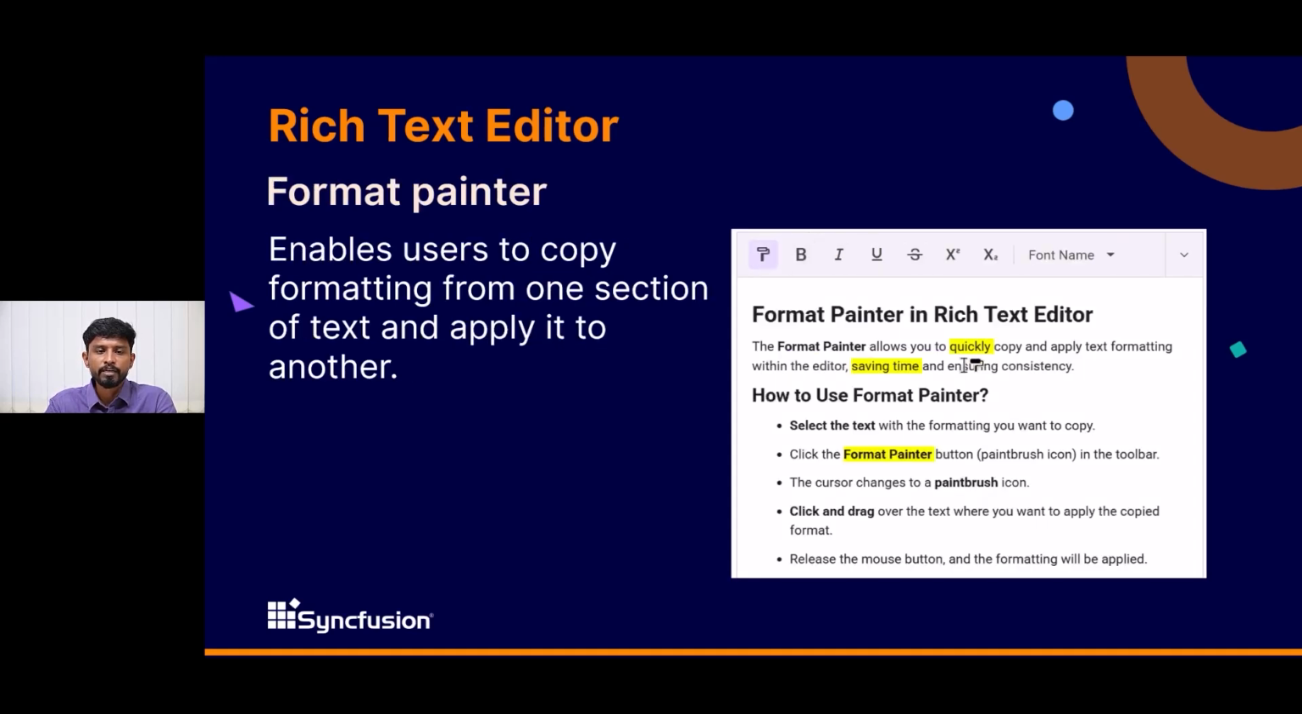And we have the format painter support in rich text editor, where the format painter functionality enables users to copy formatting such as font style, size, color, or other rich text styles from one section of text and apply it to another. This feature is particularly beneficial for maintaining consistent styling across documents without manually adjusting format settings repeatedly.